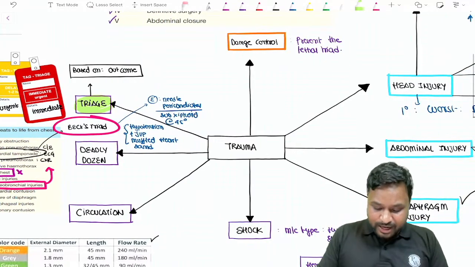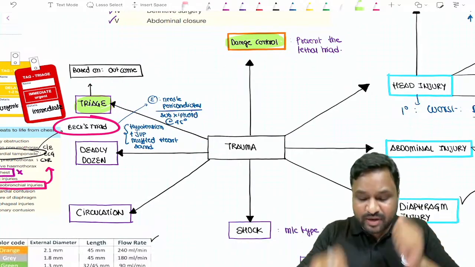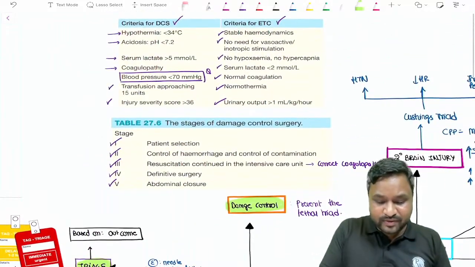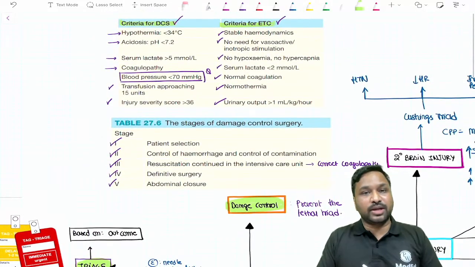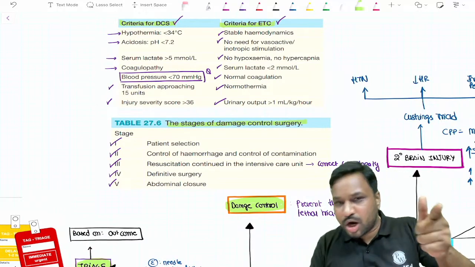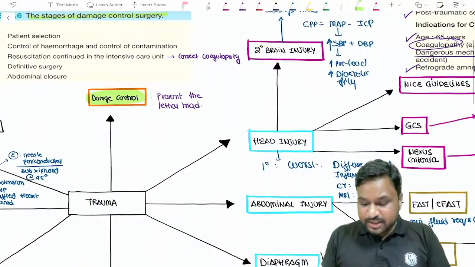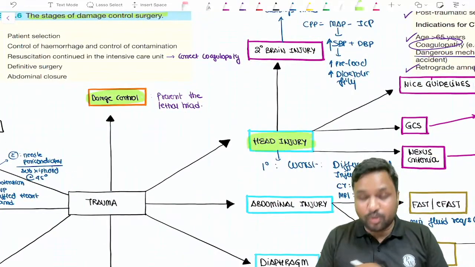Now, after the triage you have done, you have to look for damage control. Damage control is to basically prevent the lethal triad. What are the components? You have the criteria for damage control and the early total care. We also have the stages for damage control surgery, which we have discussed in detail. Do not forget to look at this, a very, very important slide. Now, once you have done this, look for the head injuries, which are going to be more morbid.